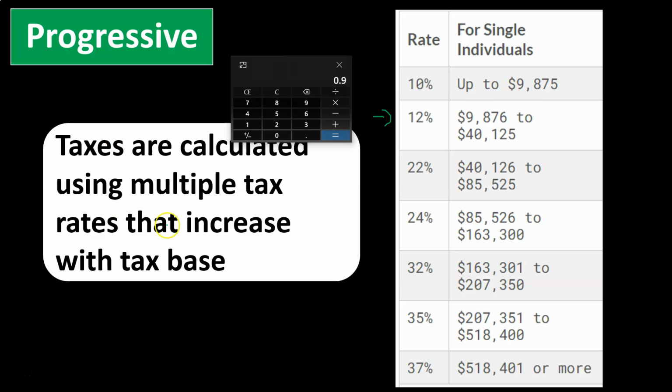And then, well, let's do that again. It would be the 40,000 minus the 9,875. That would be the amount times the 12%. And then if I added that to the amount I got with the 10%, that would be the calculation. I've got these different tiers, so it's not a really easy type of calculation.